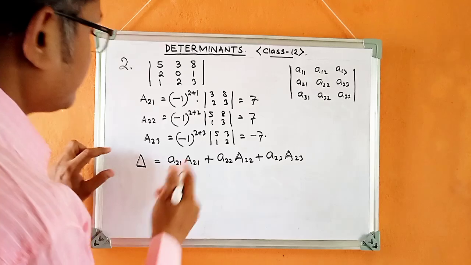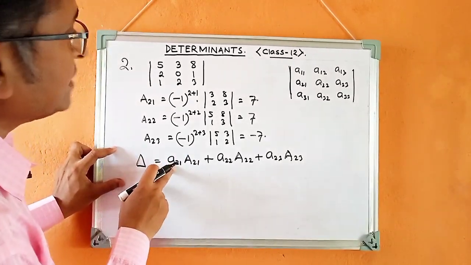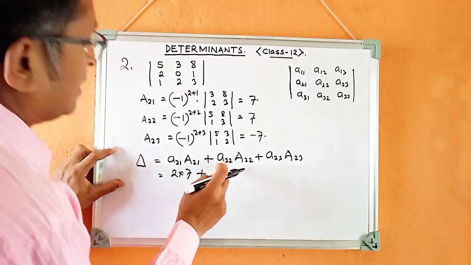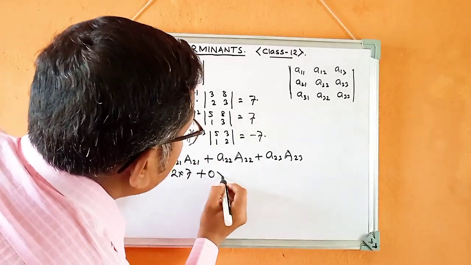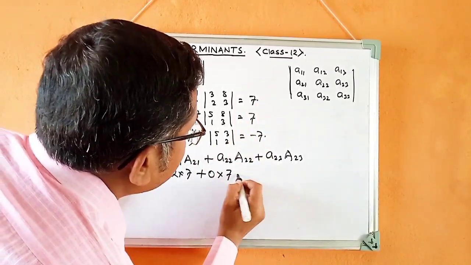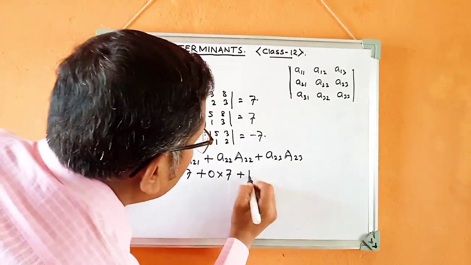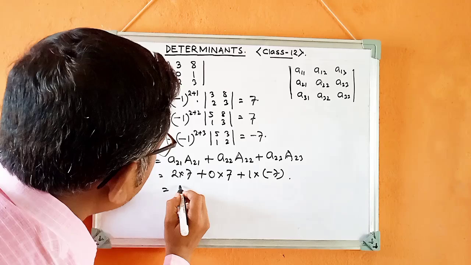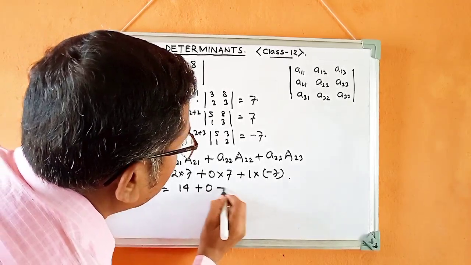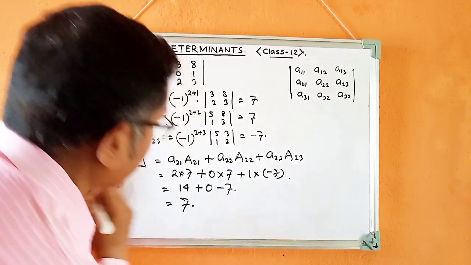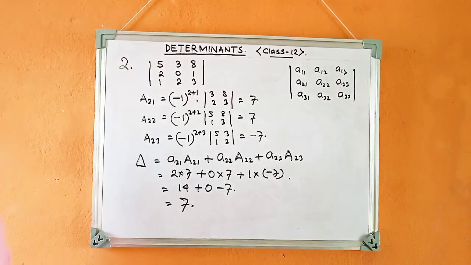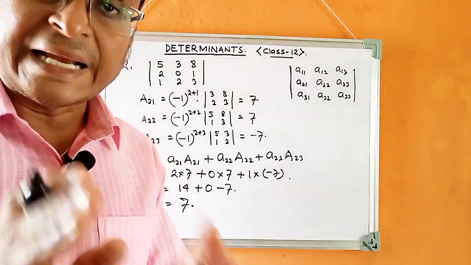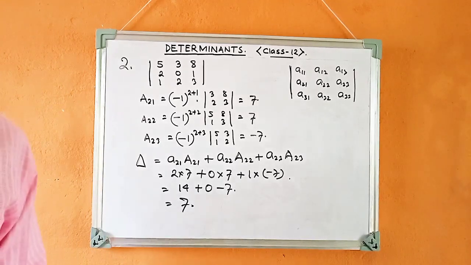Now the element A21 is 2, so 2 into 7, plus A22, that is 0, 0 into 7, then plus A23, that is 1, 1 into minus 7. So 14 plus 0 minus 7. So what is the answer? 7. So the determinant of this is 7 using the cofactor of the second row. Clear? See carefully.